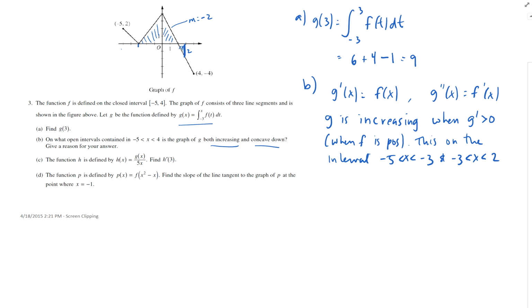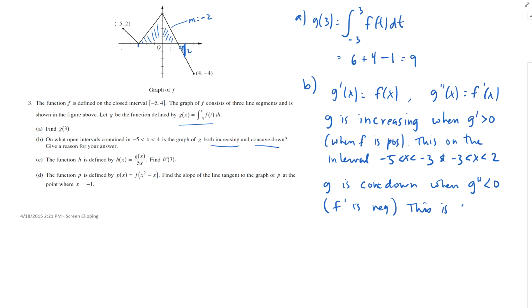Okay, now we gotta look at G is concave down. Concave down when G double prime is negative, so that's when f prime is negative, since G double prime is equal to f prime right up here. So where is f prime negative? By the graph, f prime is negative.